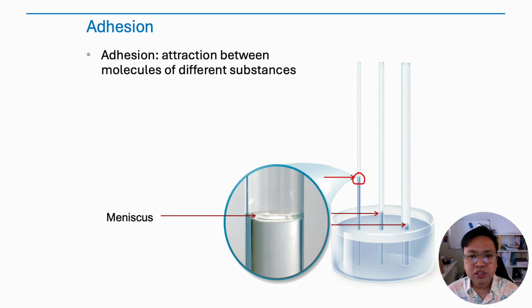How do adhesion and cohesion compare? Both are attractions between molecules. Cohesion is between molecules of the same substance. Adhesion is between the molecules of a different substance. This ends the first part of this video.